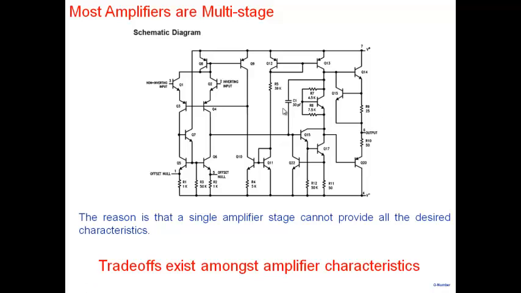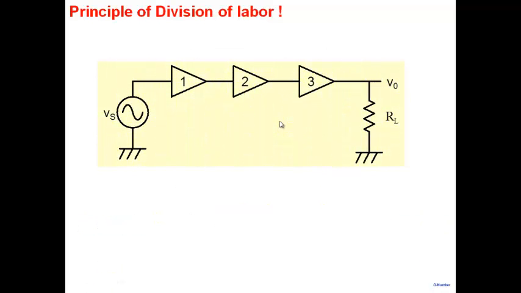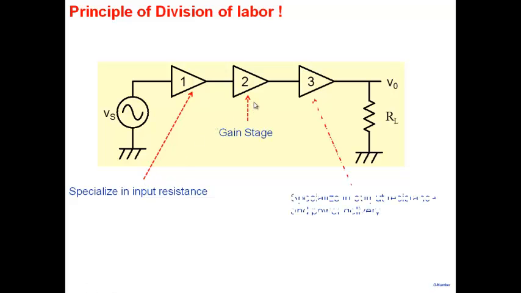Today we are going to look at the stage which specializes in delivering power to the load. What we are talking about is a very basic principle, the principle of division of labor. As I said, most amplifiers are multi-stage. Here is an amplifier which may specialize in input resistance, this one may specialize in gain, and this may specialize in output resistance, meaning providing low output resistance and providing power. This is the place where you need to provide power to the load.